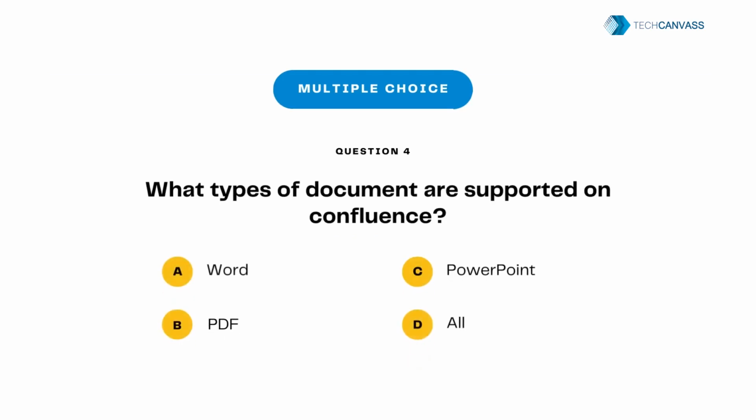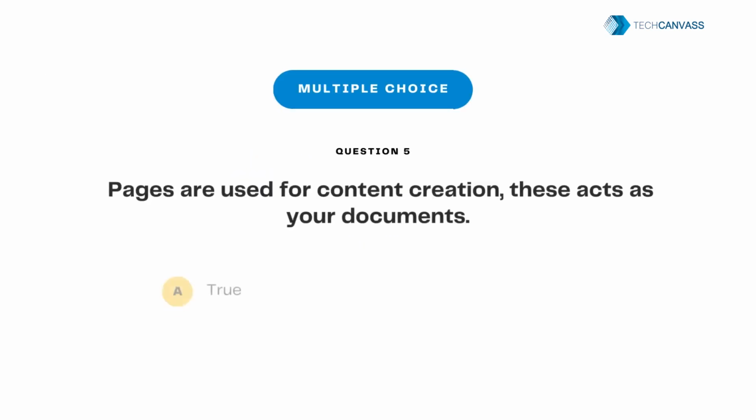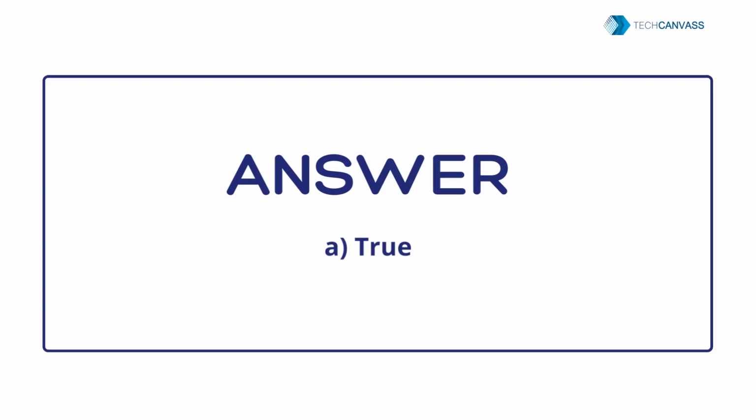Moving on to the next question, what types of document are supported on Confluence? Word, PDF, PowerPoint, all. And the answer is all. Pages are used for content creation. These act as your documents. True or false? And the answer is true. So this was the last question for section 1.